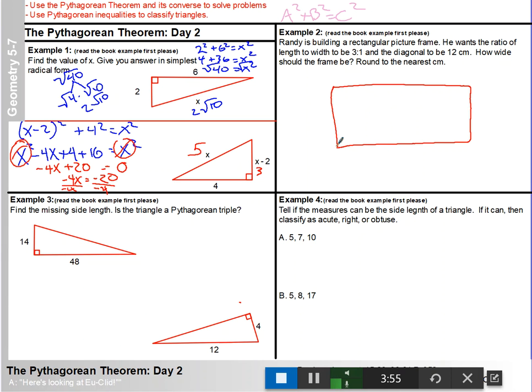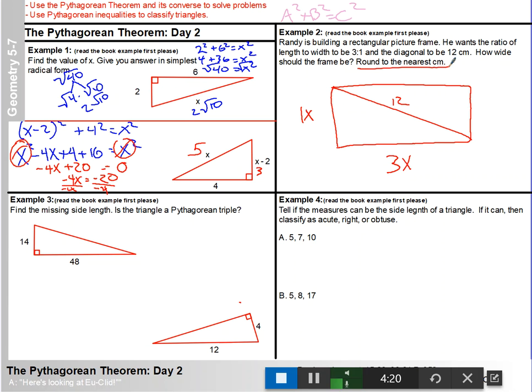Okay, so we know that it's at a ratio of 1 to 3. And I know that it's going to be 1 times some scale factor and 3 times some scale factor to keep that ratio of 1 to 3. And we know the diagonal has to be 12 centimeters. So how wide should the frame be? Round to the nearest centimeter.